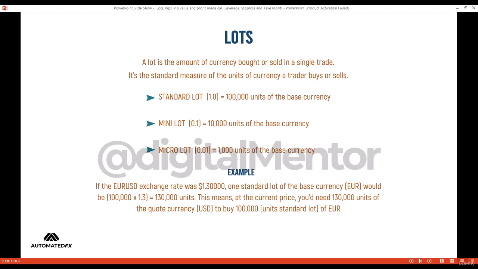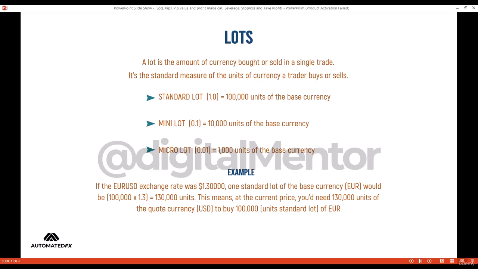So that's basically the concept of lots or lot sizes. We're going to be working with lot sizes in our subsequent videos where we'll be entering trades. Remember, we're going to be entering live trades in this course, so we're going to be using lot sizes a lot, because every trade you enter must have a lot size.